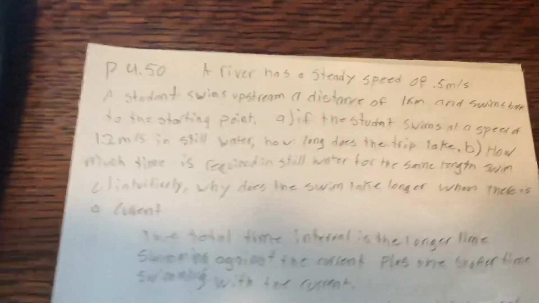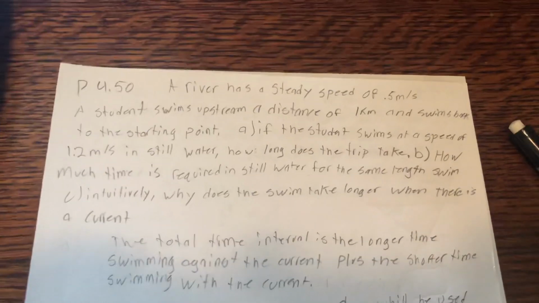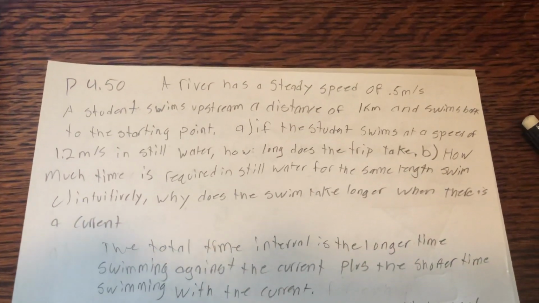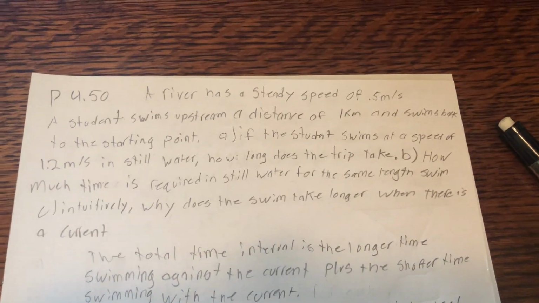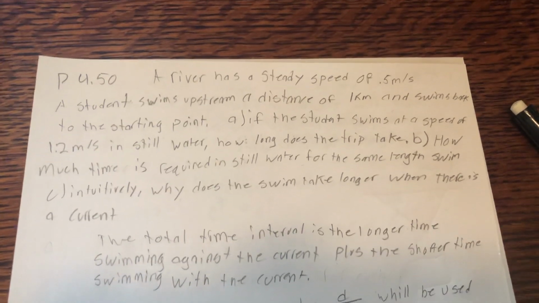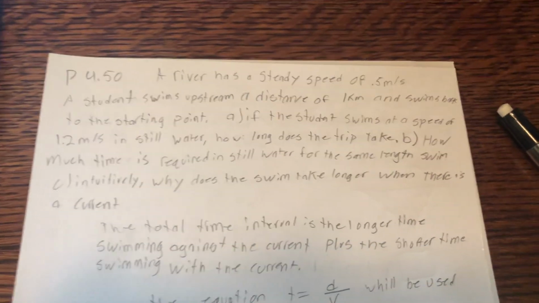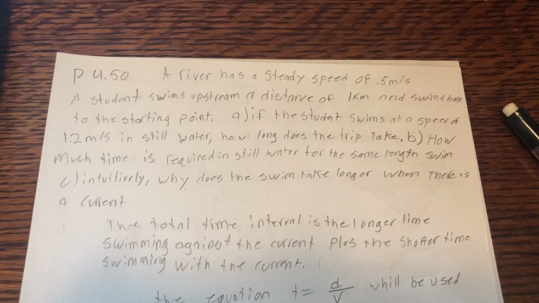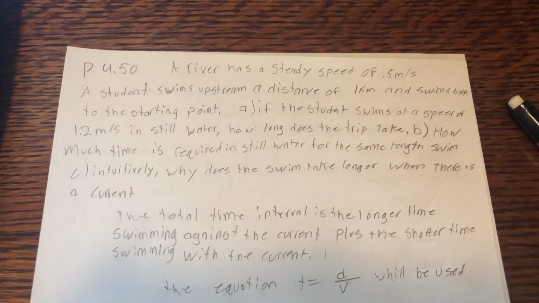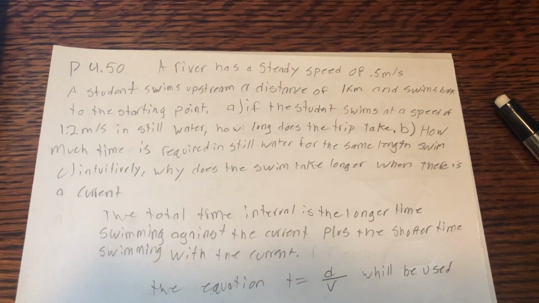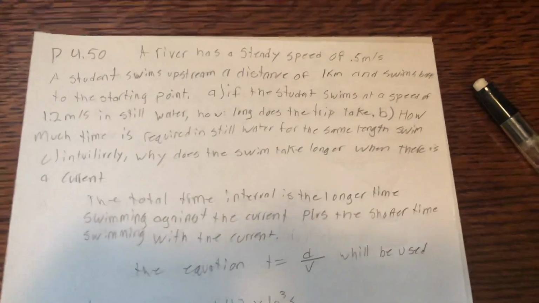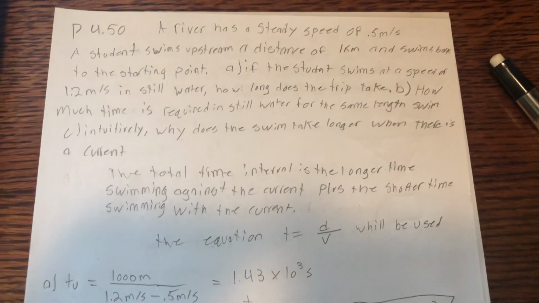For our chapter 4 problem, I used problem number 50. And the problem goes, a river has a steady speed of 0.5 meters per second. A student swims upstream a distance of 1 kilometer and swims back to the starting point. A, if the student swims at a speed of 1.2 meters per second in still water, how long does the trip take? B, how much time is required in still water for the same length swim? C, intuitively, why does the swim take longer when there is a current?